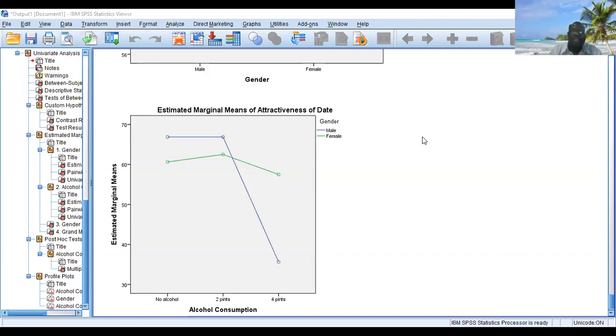You will see that under no point, when they didn't take alcohol, the male scored more than female. When they took two point, the male still scored more than female. But when they took 4 point, can you see the effect of the alcohol affected the male? The male scored far lower. Though the female scored low also under the influence of alcohol, the male scored lower. So it shows that the interaction effect between the alcohol and the gender is that the male are affected more by alcohol than female. Does it make sense now?